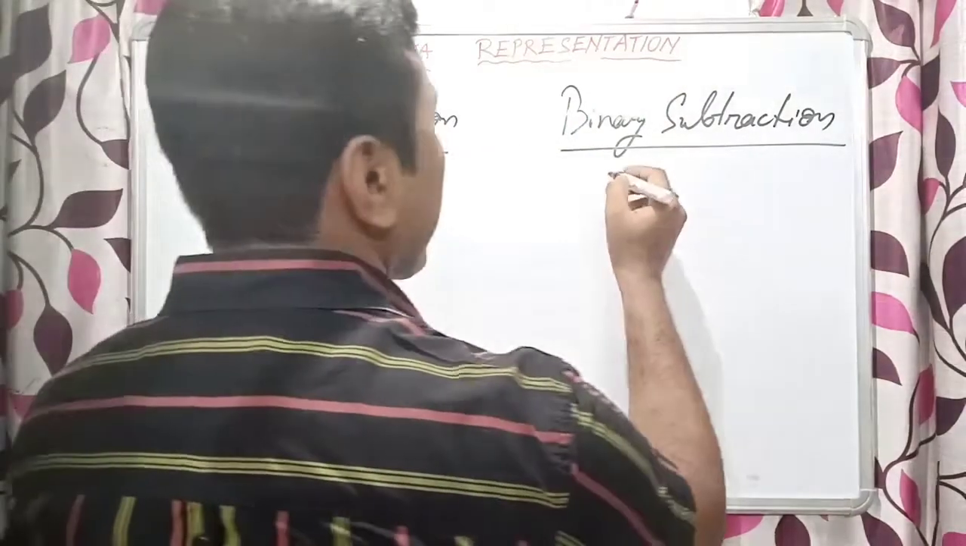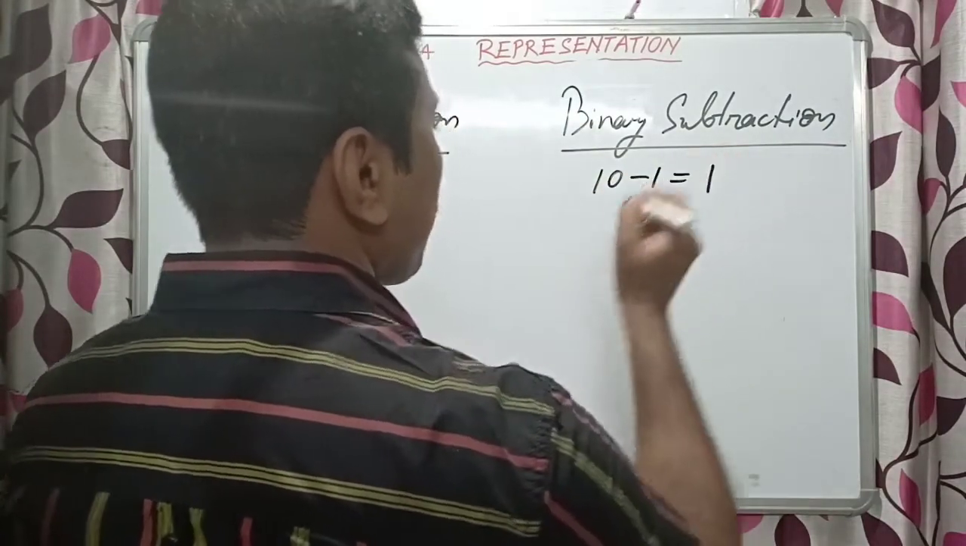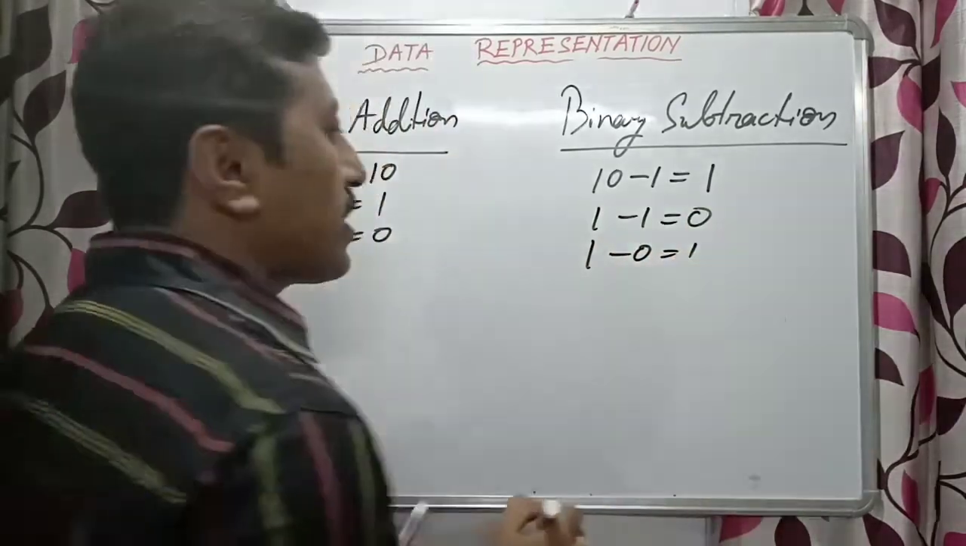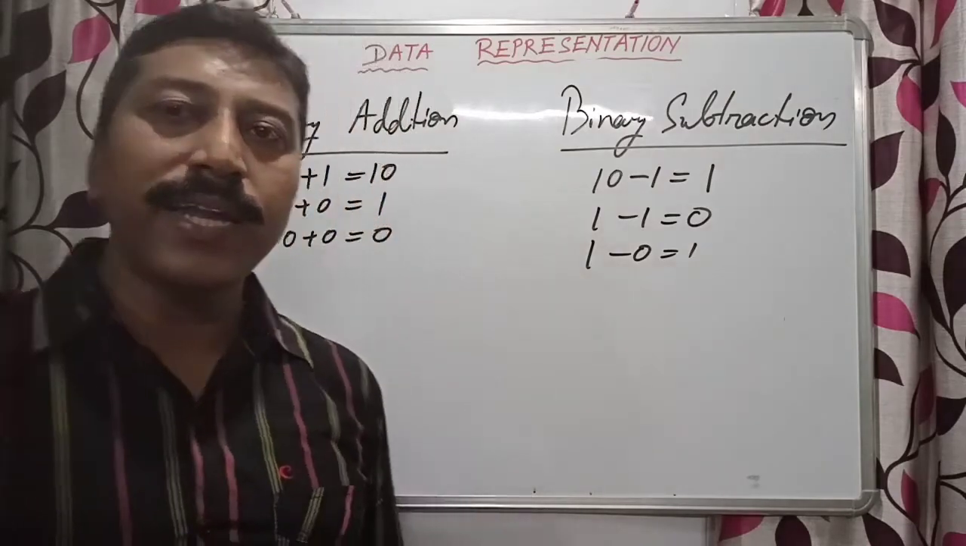Similarly, in binary subtraction, 10 minus 1 will become 1. 1 minus 1 will be 0. 1 minus 0 will be 1. So let us do one example of each, to see how to subtract and how to add binary digits.